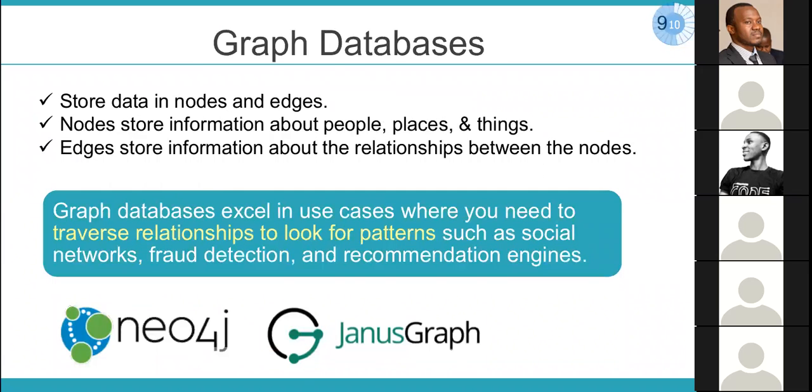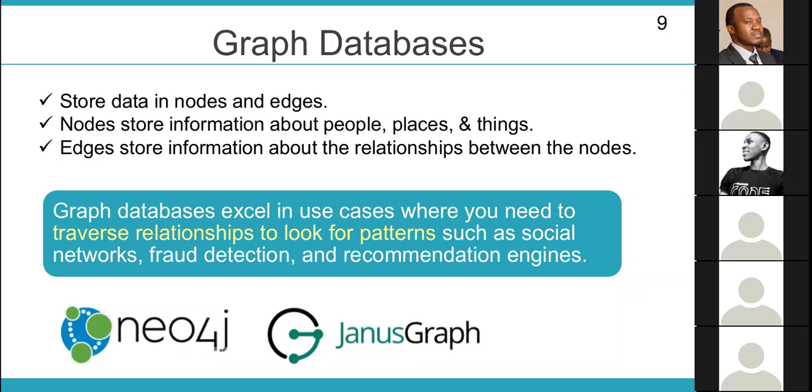So let's proceed. And lastly, we have graph databases. Now these ones, just like graphs, in graphs you have nodes and edges. These ones store data in nodes and edges. So the nodes store the information, can be about people, places, things, or whatever case it is. And then the edges store information about the relationships between the nodes.